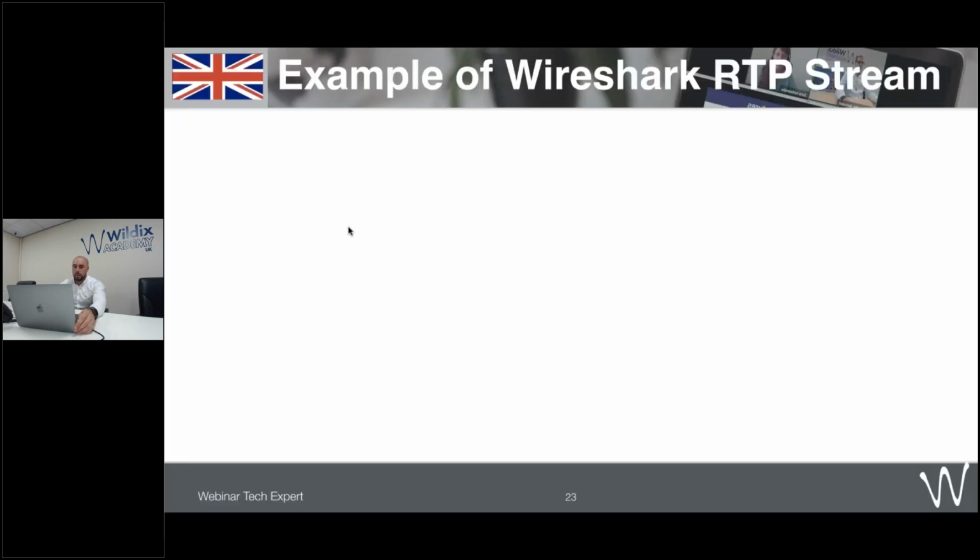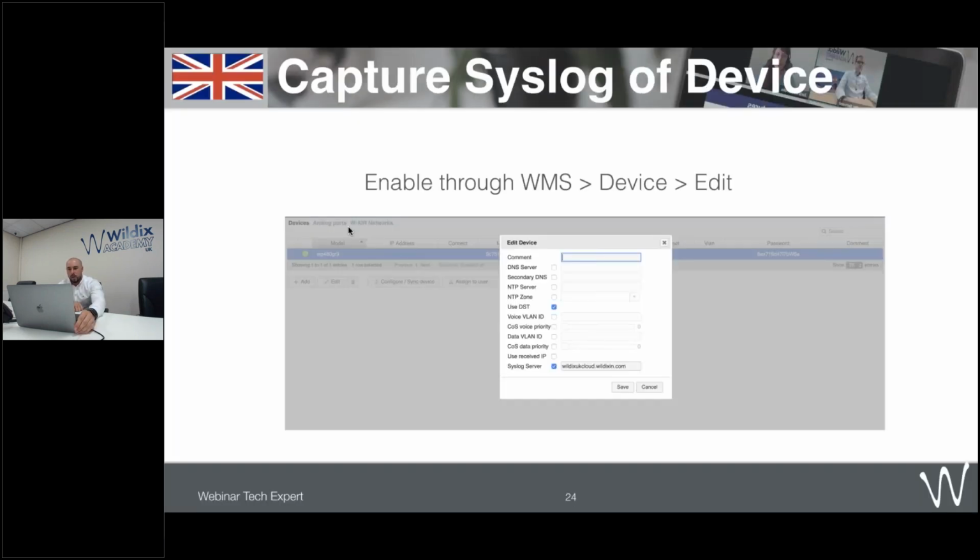So I'll go back to my keynote now. Capturing the syslog of a Wildix device. To enable it, go to WMS, device, edit, and then click on Syslog server. Then click save, go back to the device and click on configure sync. That will push that syslog setting to the device and tell the device to send all of its syslog back to the PBX, where we can then capture it.